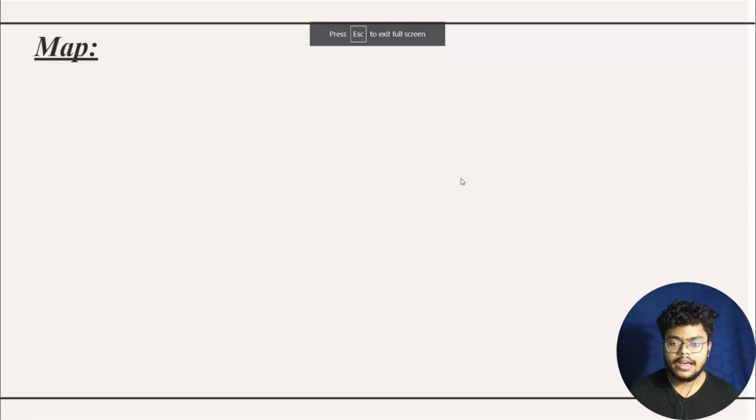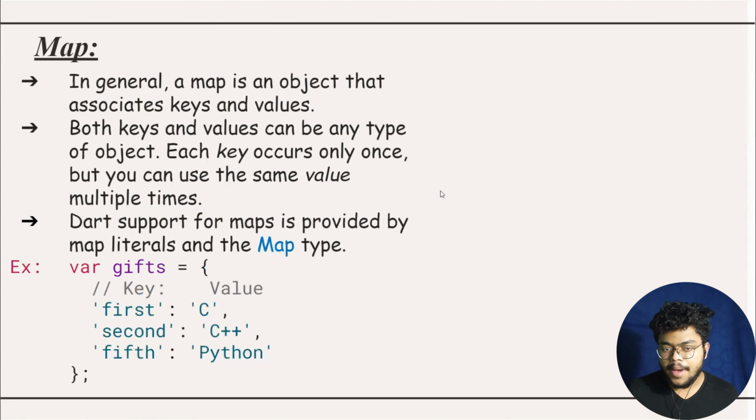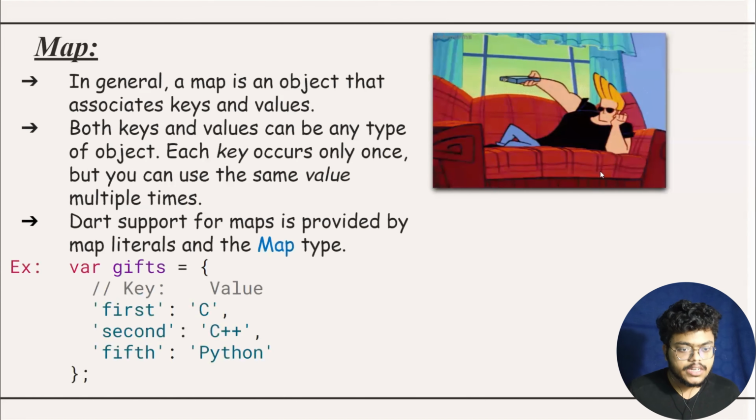We're done with set, and let's talk about map. In general, a map is an object that associates keys and values. You see this image. When you are using a TV remote, you press the key or keys of the remote, and the values, that means the channels of the TV, change. So you are operating the values with the keys, same as a map. Both keys and values can be any type of object. Each key occurs only once, but you can use the same value multiple times.